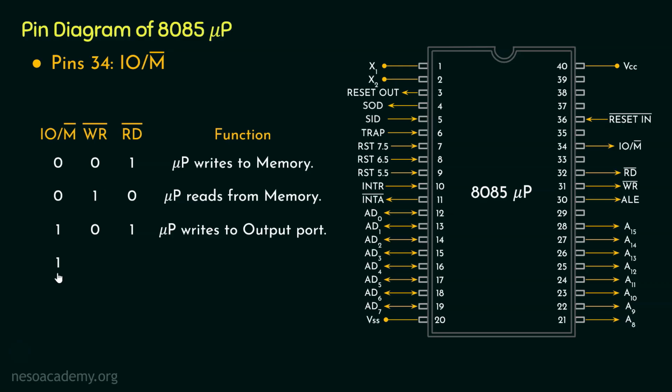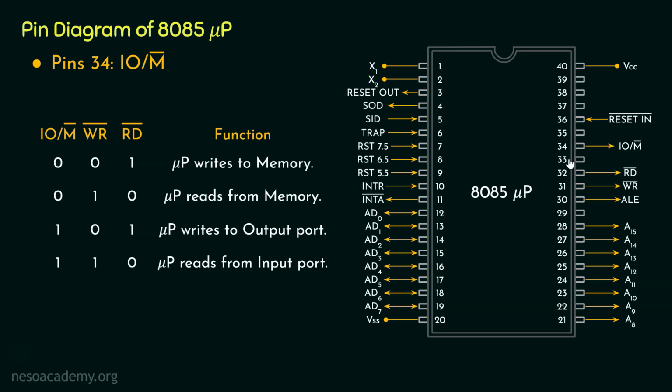Finally, if the IO/M bar is 1 and at the same time we have this combination for both WR bar and RD bar, this will mean the microprocessor is not interested in writing anymore. It is interested in reading, and where should it be reading from? Well, the input port. So the functionality is going to be microprocessor reads from the input port. Therefore, along with WR bar and RD bar, if we also consider this particular pin, these combinations will determine the functionality of the microprocessor, whether it is communicating with the memory or it is communicating with the input-output port.